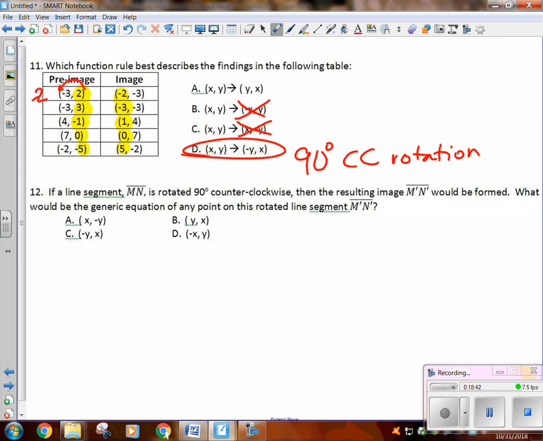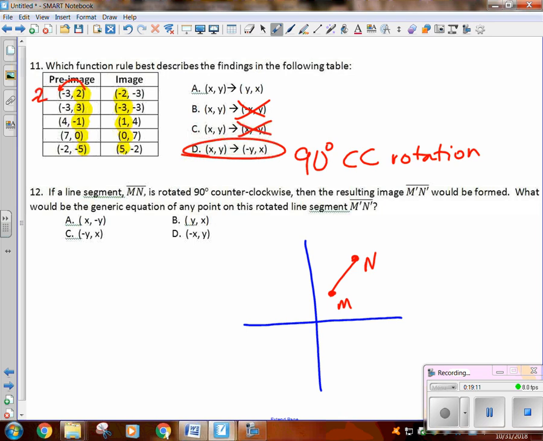Number 12, if a line segment MN is rotated 90 degrees counterclockwise, then the resulting image M prime N prime would be formed. So they didn't give us a graph, and I tried to look at an actual released item test question and understand what they were going for. So I'm just going to say, let's say I have a line segment right here. This might be M, this might be N. They don't tell me the coordinates, so I don't need to know it.